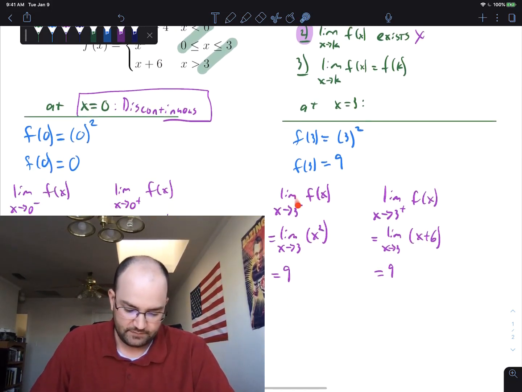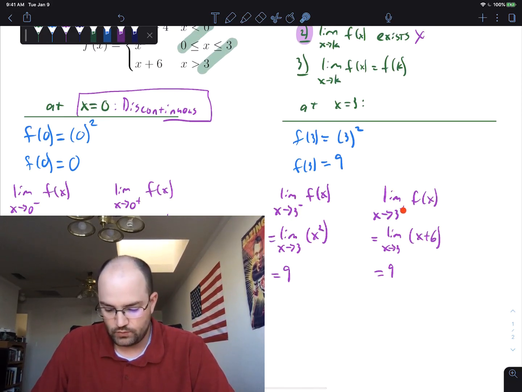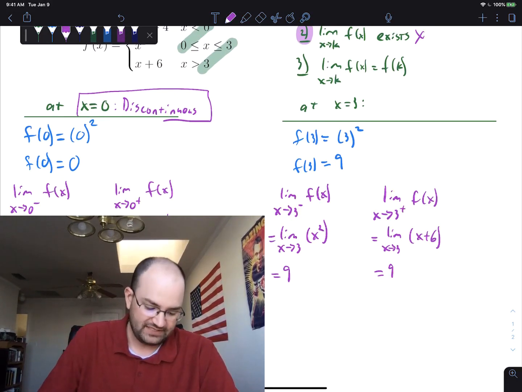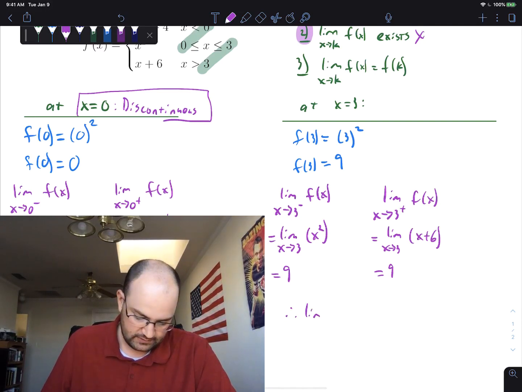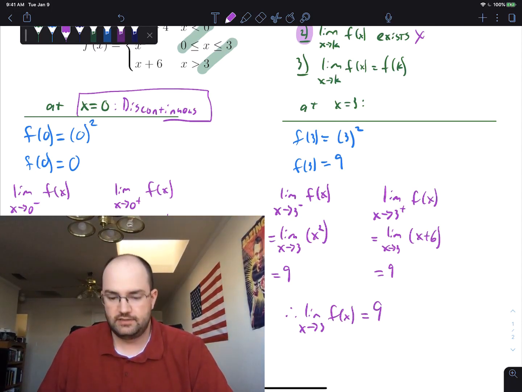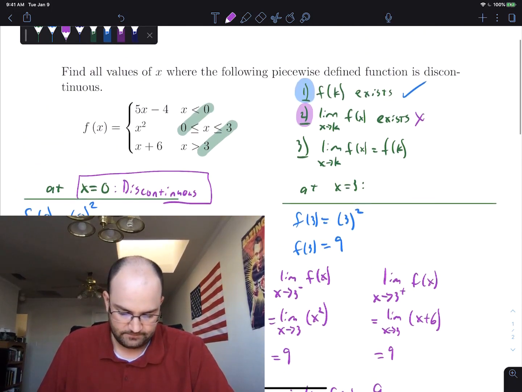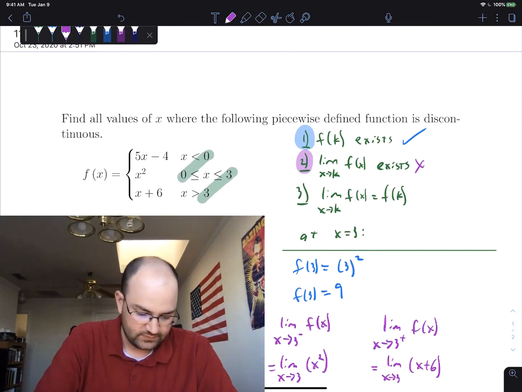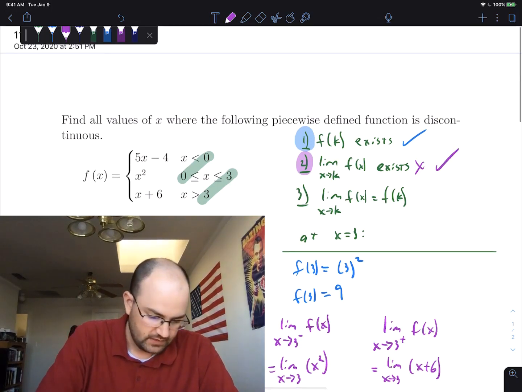Therefore, since the limit from the left is 9 and the limit from the right is 9, that means that the limit exists and it is in fact 9. Excellent. That means that for this one, this works. There we go. That was the previous one.